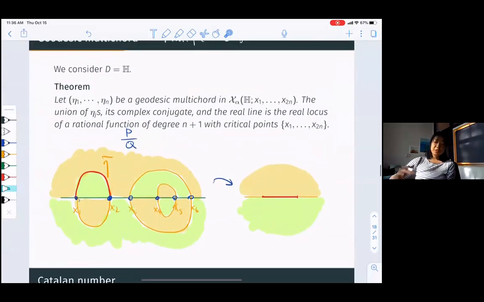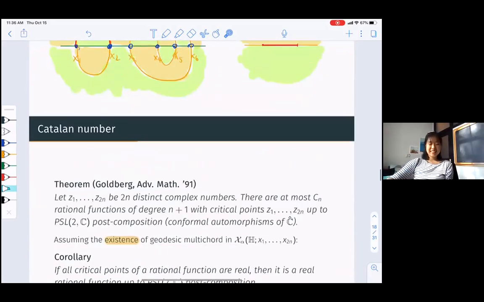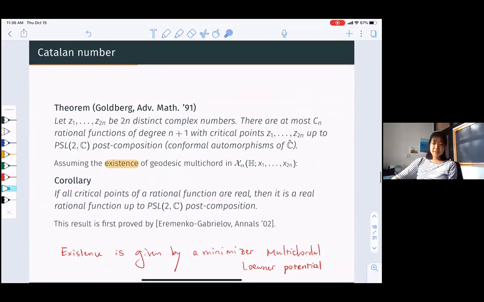All right, then the question of looking for a geodesic multichord will become just looking for a rational function with given prescribed critical numbers, critical values, critical points. And we will use a result by Goldberg, proved using algebraic geometry methods. It is a question in algebraic geometry that if you're given n distinct complex numbers, they're not necessarily real, she showed that there are at most a Catalan number of rational functions with degree n+1 and prescribed critical points.